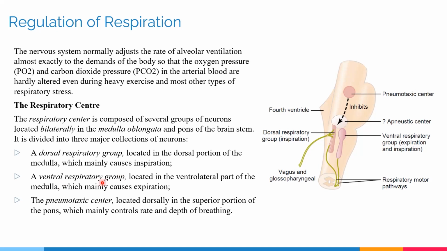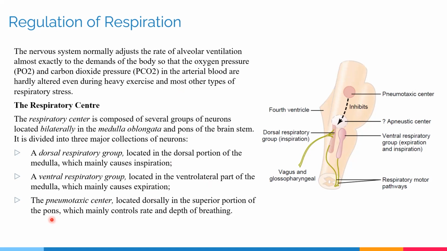Next, we look into the ventral respiratory group, located in the ventrolateral part of the medulla, which mainly causes expiration. Ventral means towards the opposite side of the screen. So if we imagine a three-dimensional structure, it will be facing opposite to us and we won't be able to see all of it. And lateral here means that it is located away from the center of the brainstem. Thus the ventral respiratory group, located in the ventrolateral part of the medulla, mainly causes expiration.